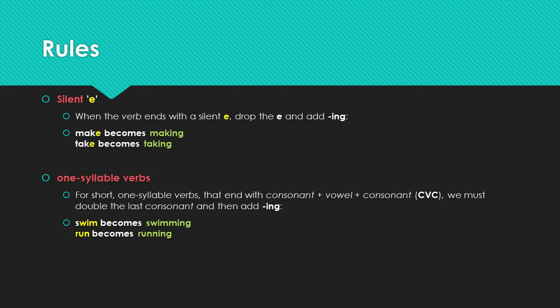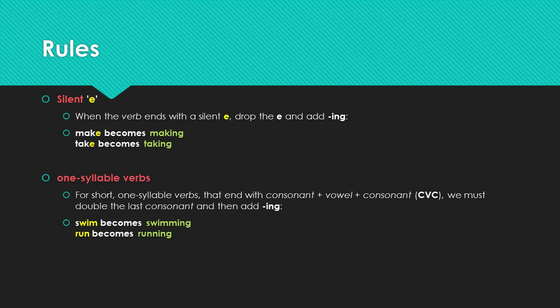When we have the silent e, what does that mean? When the verb ends with a silent e, we drop the e and we add the ing. For example, make. When we are talking about present continuous, it becomes making. For example, take, it becomes taking, right? It is when the verb has a silent e, right?